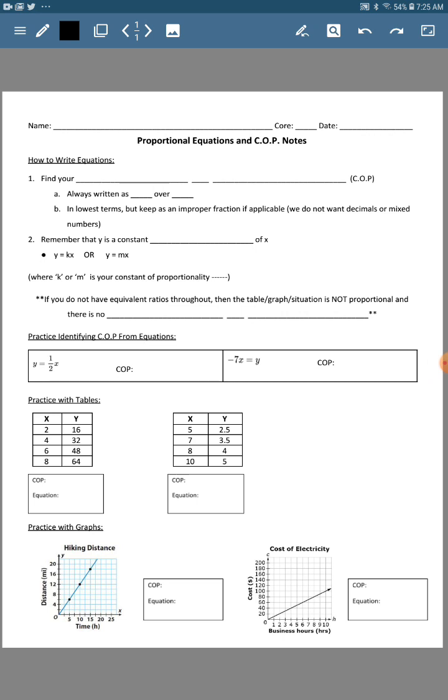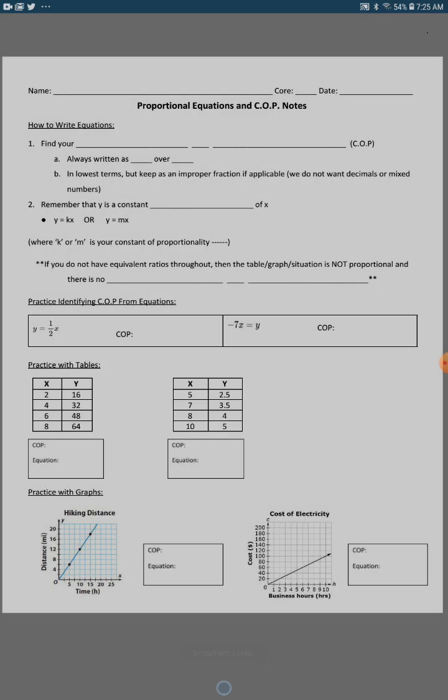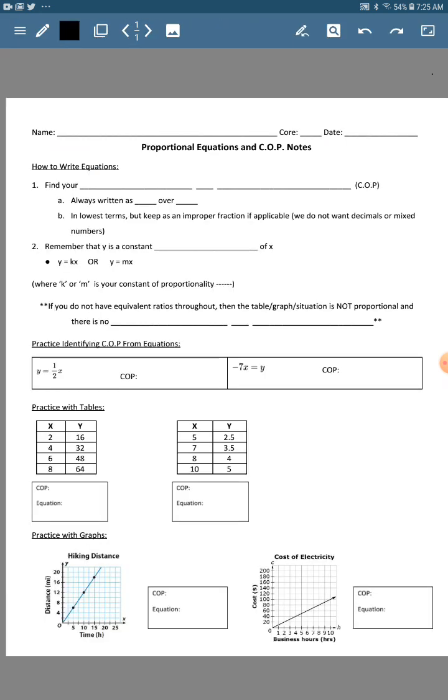You're first going to learn how to write equations based off of the constant of proportionality, and then you'll learn how to identify the constant of proportionality from equations. Okay, so let's go ahead and start here. It says how to write equations. The first thing that you need to do is find your constant of proportionality.